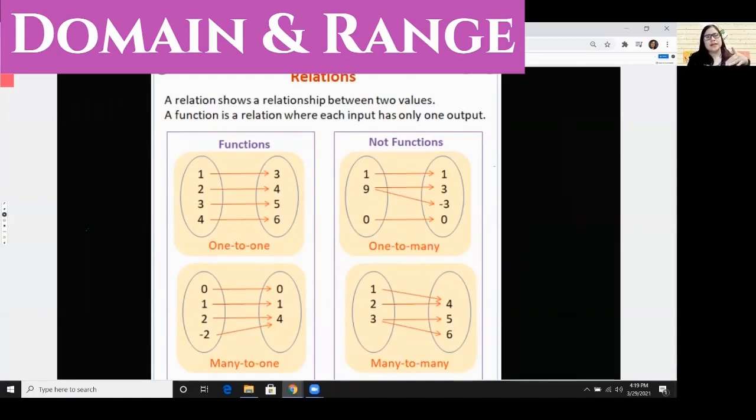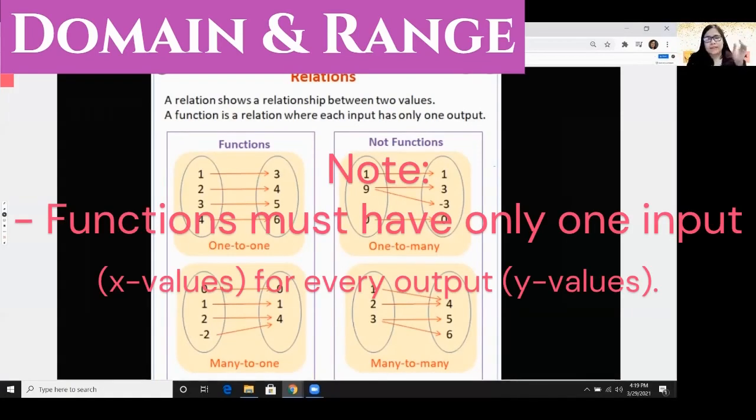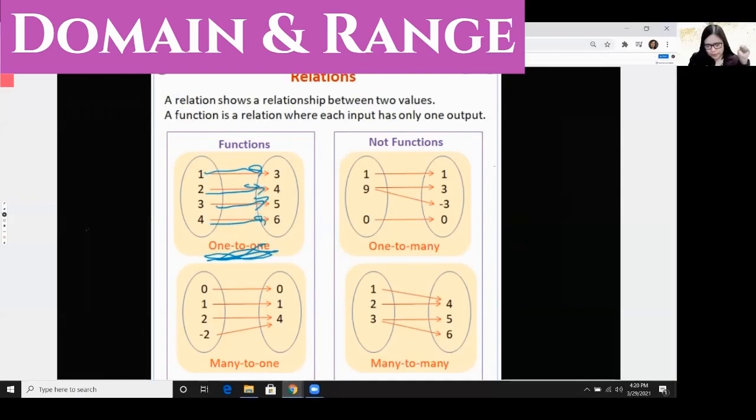A function is a relation where each input has only one output. So take note, for every value of x, there is a value of y. There must be no repetitive value for the x. So we have the first given example. We call this one 1:1. So every x value corresponds to a value of the y values or the range. So 1 corresponds to 3, 2 corresponds to 4, 3 corresponds to 5, and 4 corresponds to 6. So this one is considered as a function.